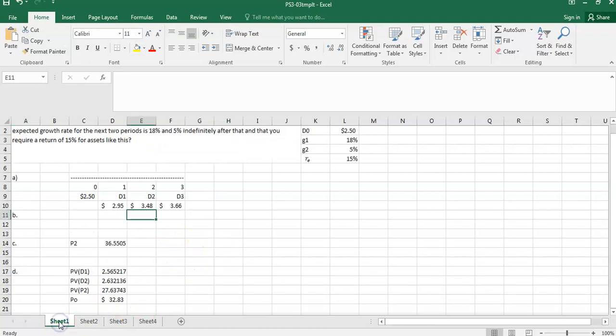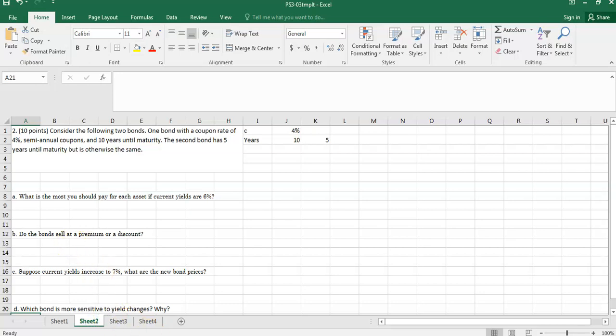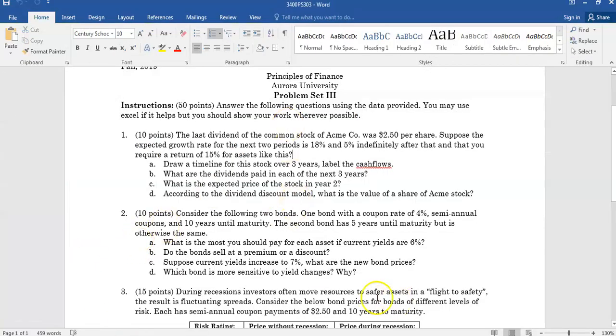Okay, so as we look forward then, we're now ready to move on to problem 2. In here we have a bond problem. Consider 2 bonds, one with a coupon rate of 4%, semi-annual coupons, and 10 years to maturity. The second bond has 5 years to maturity, but is otherwise the same. What is the most you should pay for each asset if current yields are 6%?